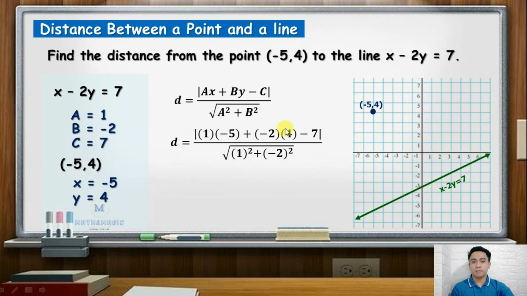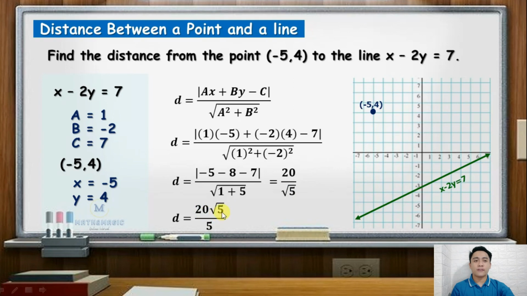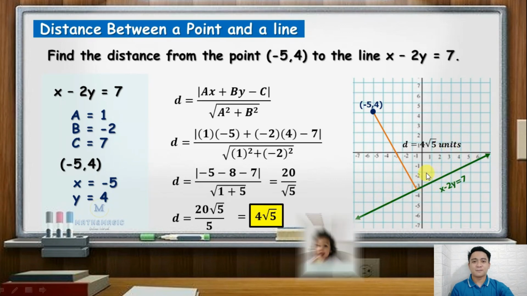Evaluating the rational term, it is equal to 20 over square root of 5. By rationalizing the denominator, this will be equal to 20 square root of 5 over 5 or 4 square root of 5. Hence, the point negative 5, positive 4 is 4 square root of 5 units away from the line X minus 2Y equals 7.